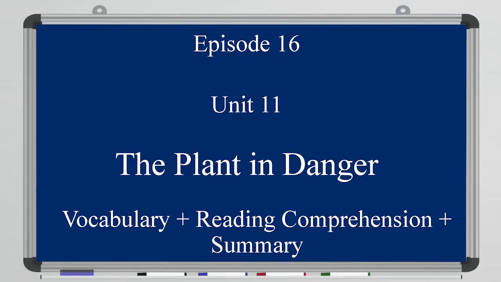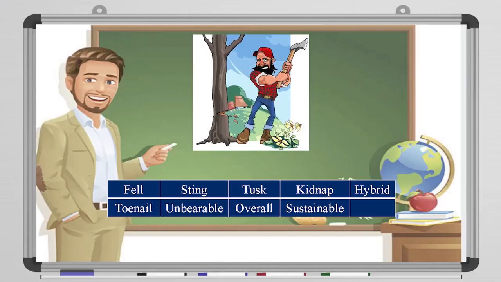In the past few episodes for Unit 11 we looked at a few vocabulary items, we looked at the grammar, we looked at the reading, the writing and the translation. This episode we're going to be looking at a few more vocabulary items as well as the reading comprehension and the summary making. Are you ready? Let's go. So like I did before, I'm going to give you a picture with a few words right under it, and what I want you to do is choose the best word that corresponds with the picture. Are you ready?